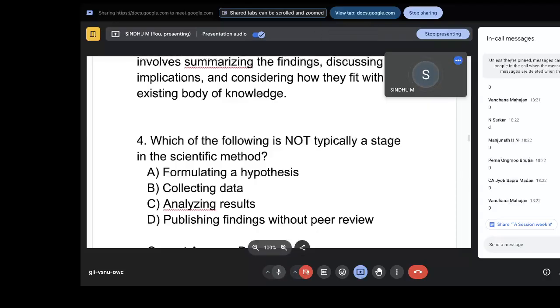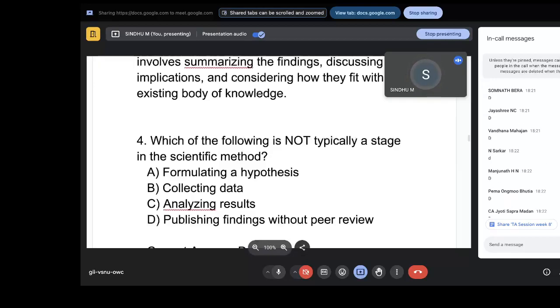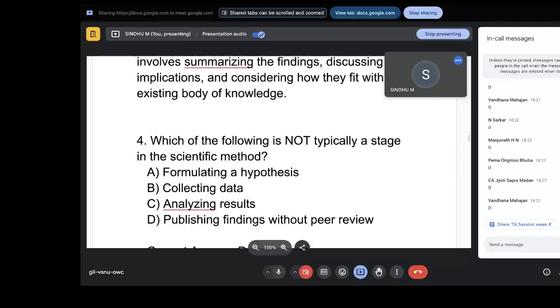So the fourth question is also about the different steps or the different stages of the scientific process. Most of you have said option D is the correct answer, and that is the correct answer. Does anyone want to explain why option D is correct?